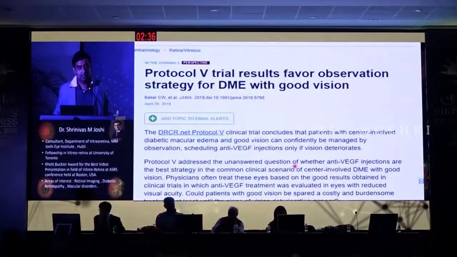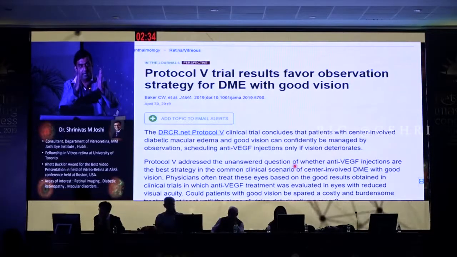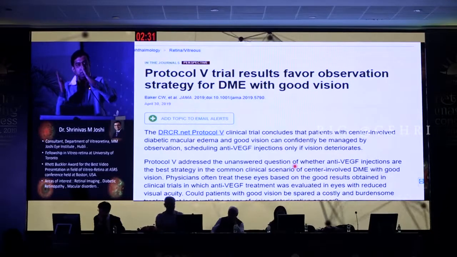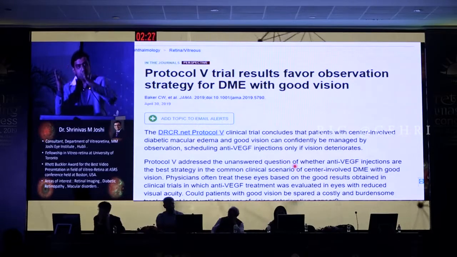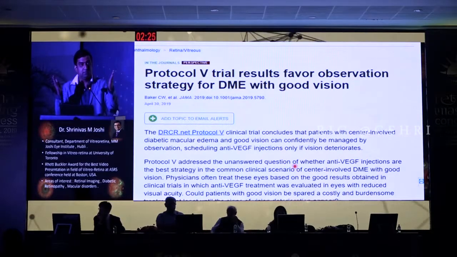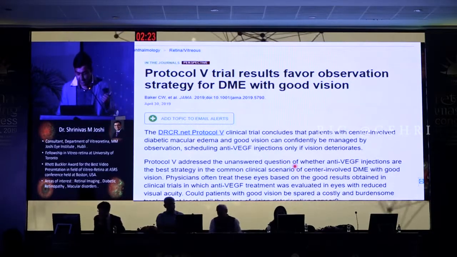That is what Protocol V has recently very nicely said, when they categorized between the laser group, the observation group, and the aflibercept group, in patients having good visual outcome in diabetic macular edema over the end of 2 years, there was no statistically significant difference between the 3 groups, indicating that in DME with good vision, observation can be made.